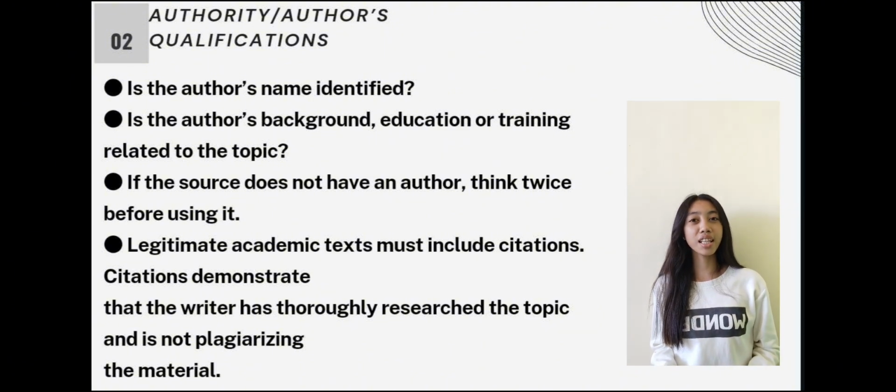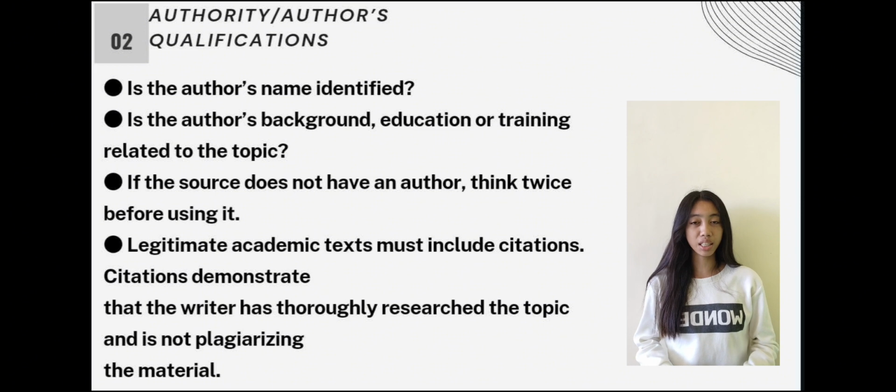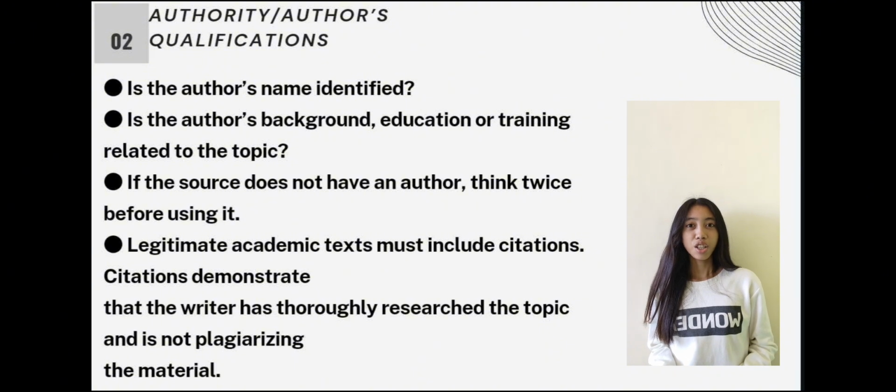The second one is authority or author's qualification. Is the author's name identified? Is the author's background, education, or training related to the topic? If the source does not have an author, think twice before using it. Legitimate academic text must include citations. Citations demonstrate that the writer has thoroughly researched the topic and is not plagiarizing the material.